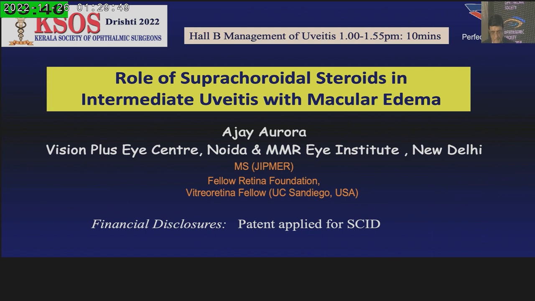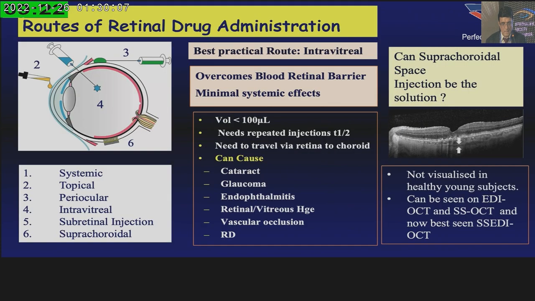Dr. Prakash has already just talked about the role of intravitreal periocular steroids. I'll be discussing something which I have been working on, the delivery of steroids into the suprachoroidal space in various conditions of macular edema. And it's really shown us good response. I will be particularly talking about intermediate uveitis in this particular lecture.